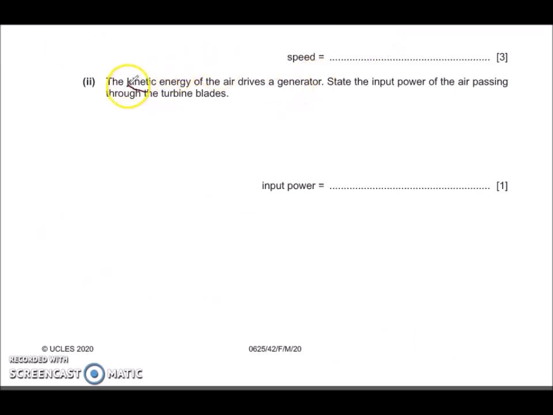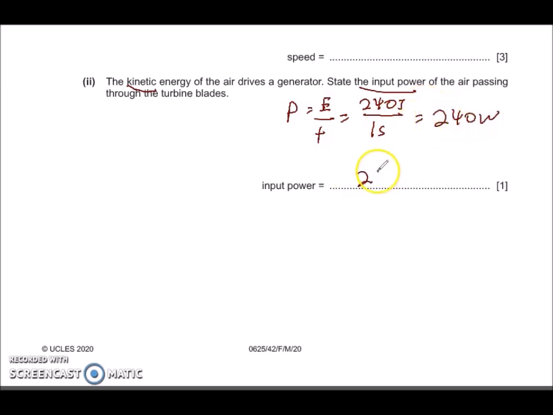Okay, so they are asking here for kinetic energy. State input power. Input power means power should be energy over the time. You got that 240. This is the joule, initial joule, and this is for 1 second. So we are getting that 240 watt. Okay, 240 watt. You got it there, Finn? Okay, so that is your answer there for 1 mark. Okay, now we will go through again.